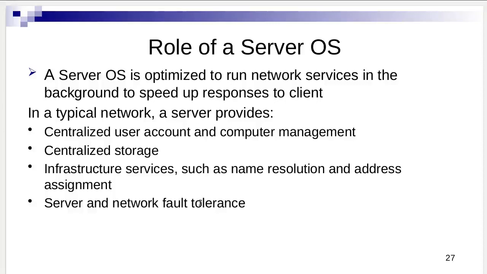Okay, so compare the use of a client operating system to that of a server operating system. A server operating system is optimized to run network services in the background to speed up responses to clients that are looking for some kind of resource. So in a typical network, a server provides centralized user account management, computer management, centralized storage to serve out files, infrastructure services like domain name resolution and address assignment, like DHCP would be one example.